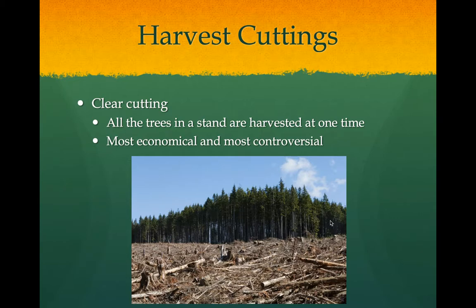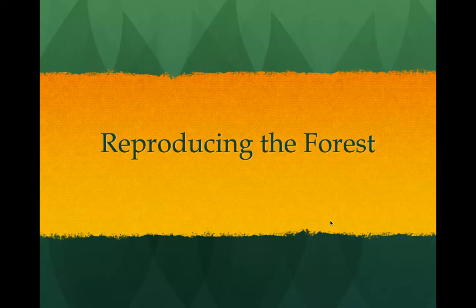With clear cutting, you are taking everything all at one time. It is economical because you don't have to worry about going through and picking stuff and moving around trees and pulling stuff around trees. However, it does strip the forest bare and it leaves it pretty ugly, until you can get something planted back in that particular area.